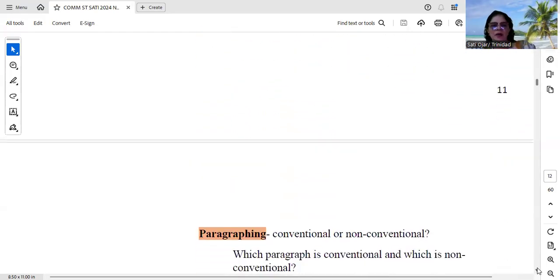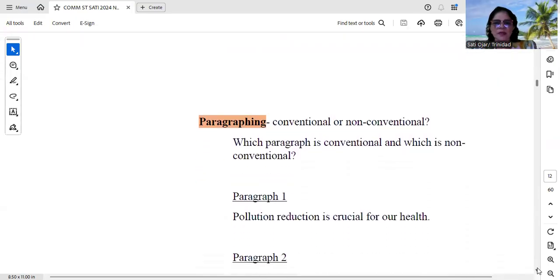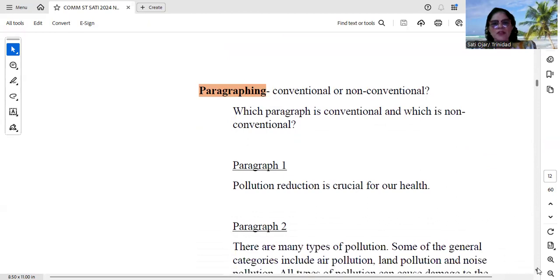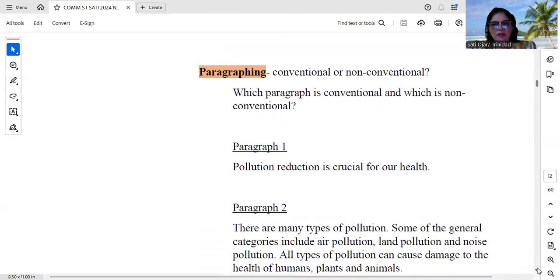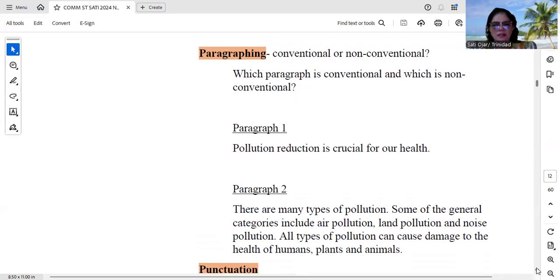Let's continue. Paragraphing is another organizational technique that CXC expects you to understand. Has the piece made use of conventional paragraphing or non-conventional paragraphing? A paragraph usually contains several sentences. So if you look at paragraph 1 and 2, which would you consider as a conventional paragraph and which would you consider as a non-conventional paragraph?